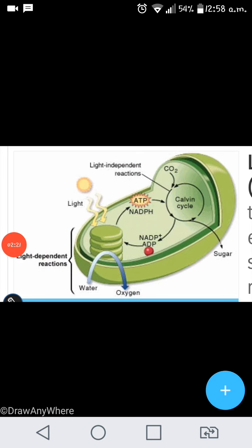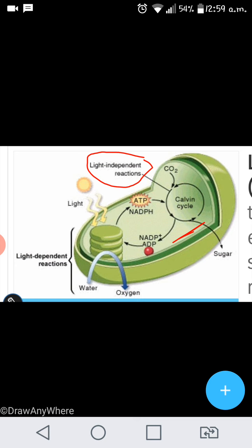Now let's learn about dark reaction. From the name we think that dark reaction will take place in the night time, but it's not like that. Dark reaction will take place in the daytime simultaneously with the light reaction, but it is not dependent on light. That is why it is called light independent reaction or biosynthesis phase, because glucose, an organic compound, is synthesized. Dark reaction takes place in the stroma of the chloroplast.